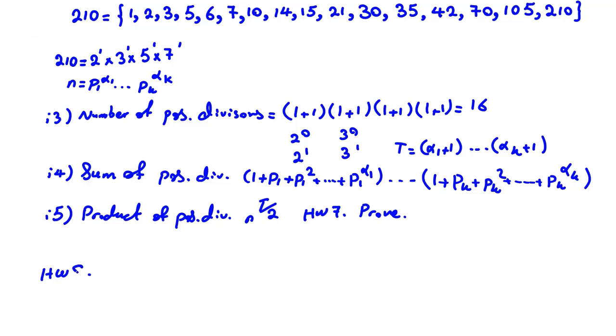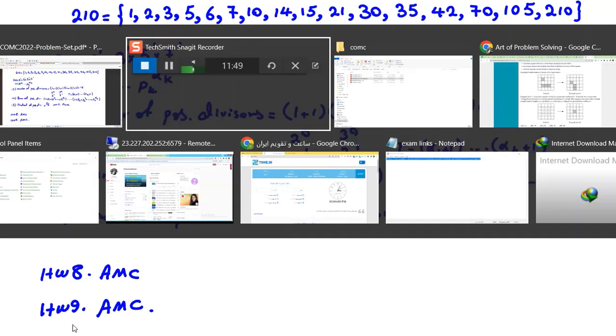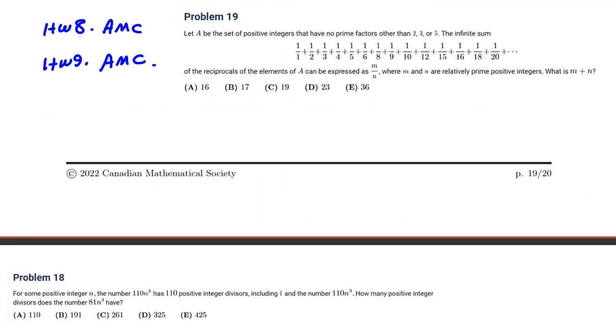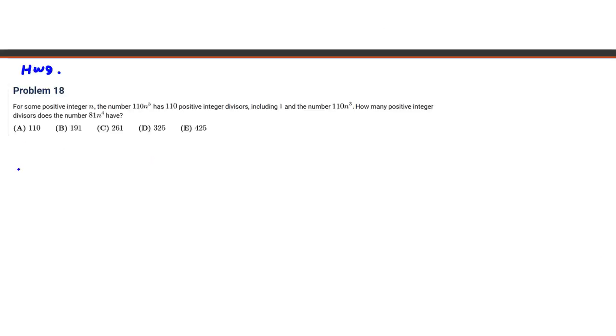Homework 8 and homework 9. Two AMC problems that you can solve with this idea. Let me tell you what those problems are. Okay, homework 8 is this problem. Homework 9 is this problem. I told you two problems of AMC. Homework 10 is related to this one, the number of positive divisors. We also have one homework from AMC that is related to the sum of positive divisors, okay?